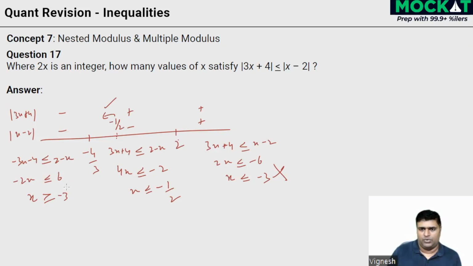So what do I want? I want it to be greater than equal to minus 3. So I want it to be over here, and it has to be less than minus half, right? So this is the acceptable range.